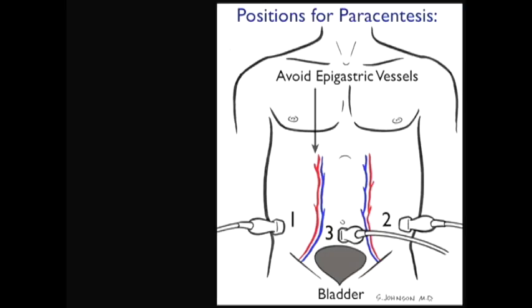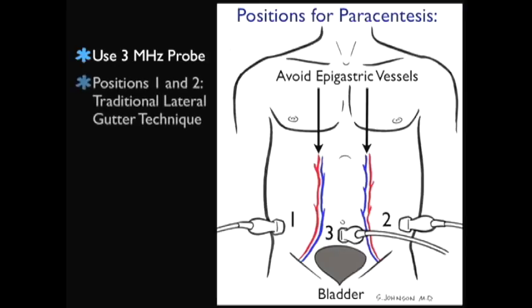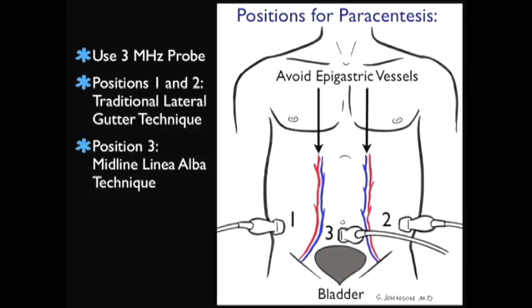This illustration shows the preferred positions for the paracentesis procedure. The key concept here is to avoid the epigastric vessels during the puncture attempt. Note the location of the epigastric vessels just lateral to midline on the abdominal wall.